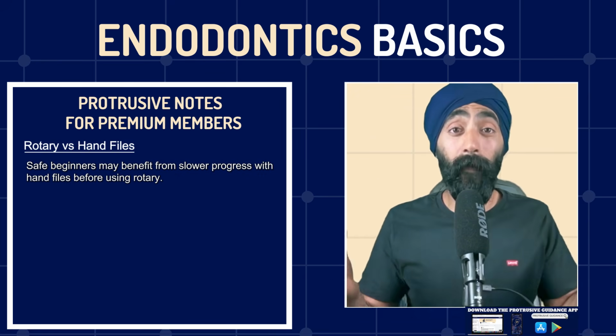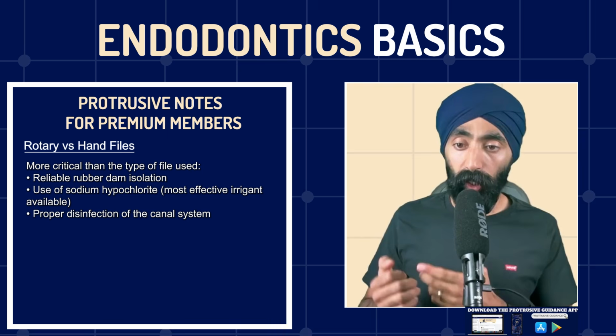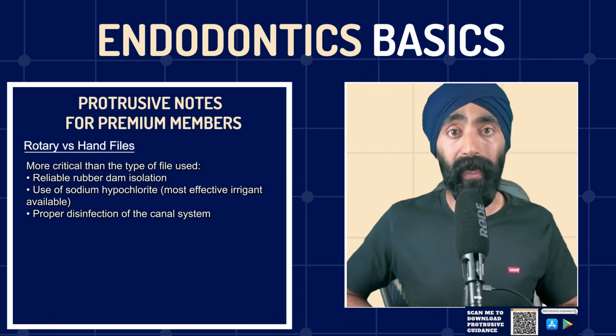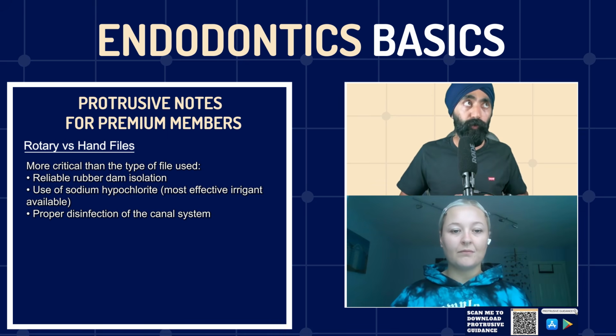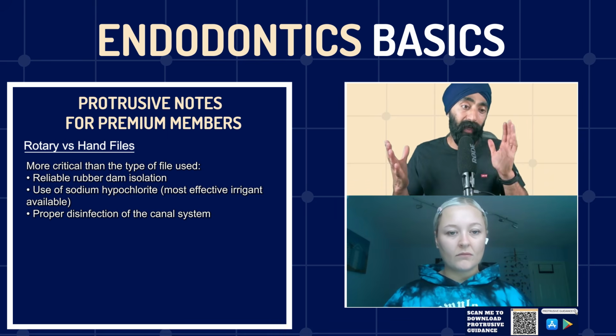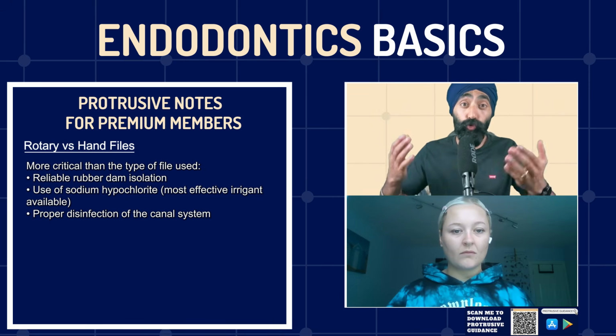So either is good. The most important thing, more important than the file system, is the disinfection. Are you doing rubber dam isolation? Are you using hypochlorite, which is the best irrigant that we know at this moment in time? So those are more important than the file system. And as you become more confident, then you'll be able to choose, okay, this one I'm going to do with a hand file, this I'm going to do with rotary, but more often than not, you will be doing rotary in the real world.